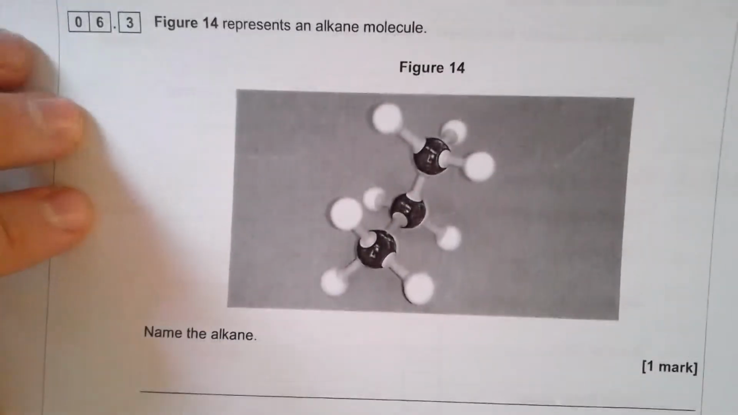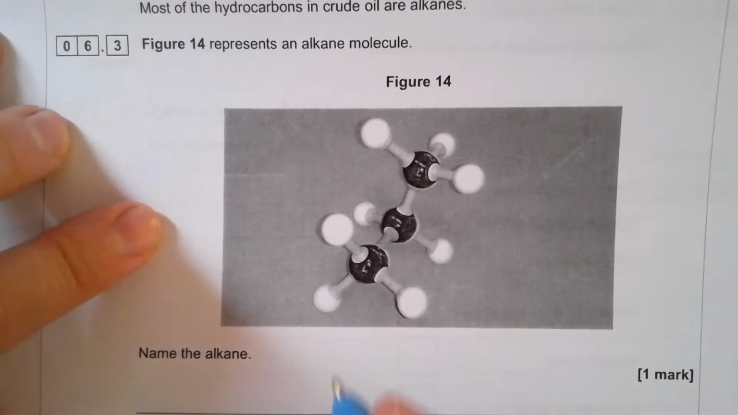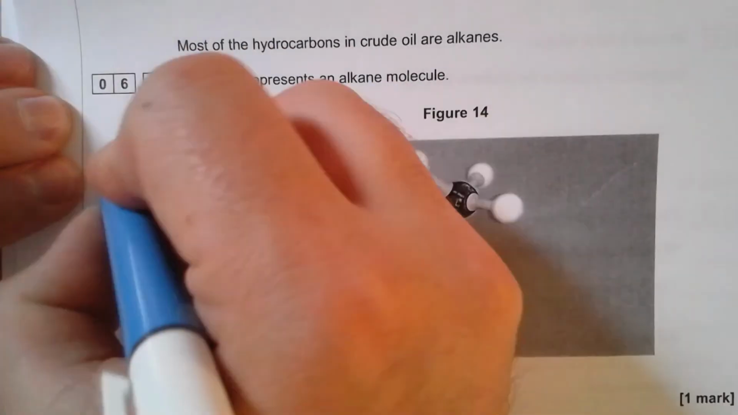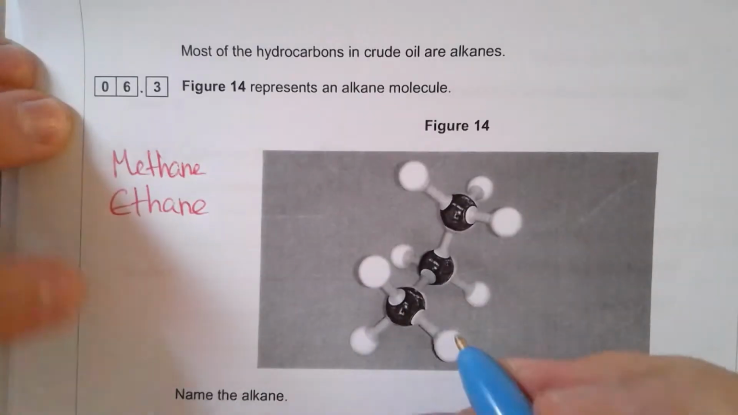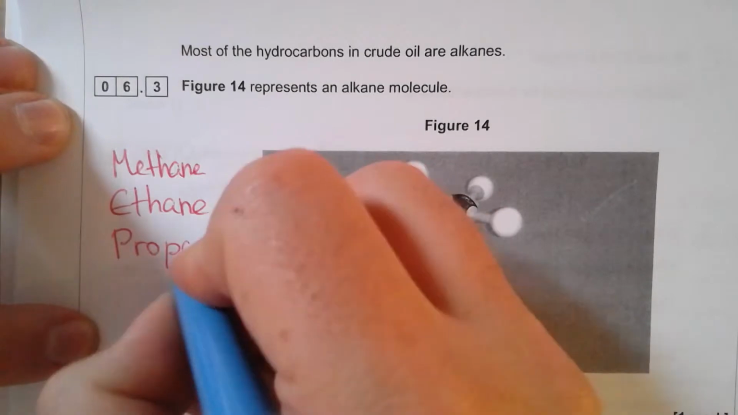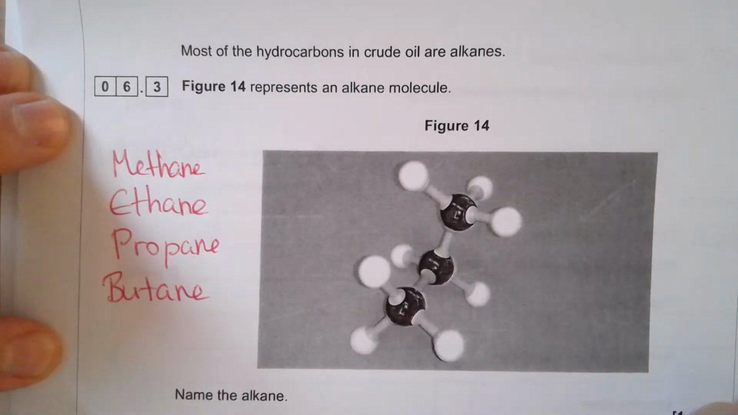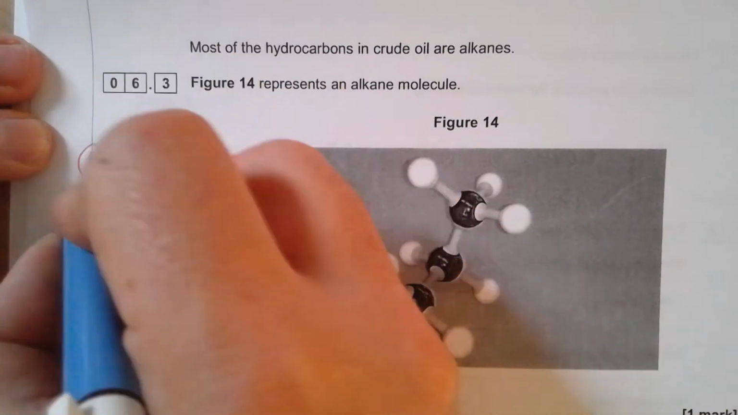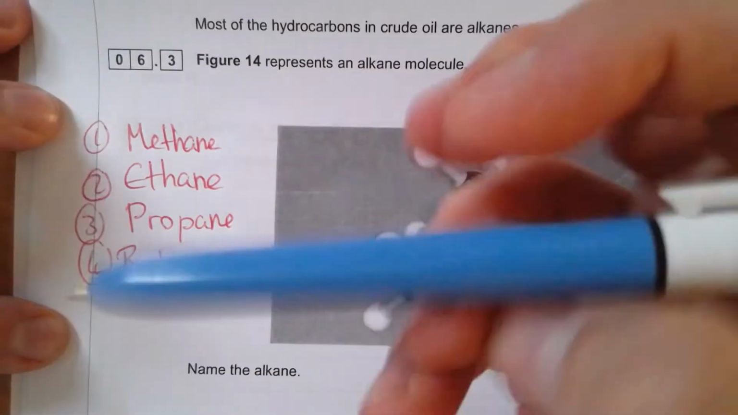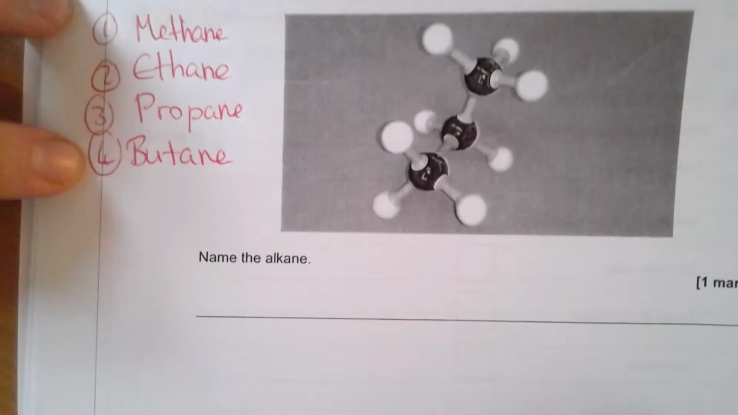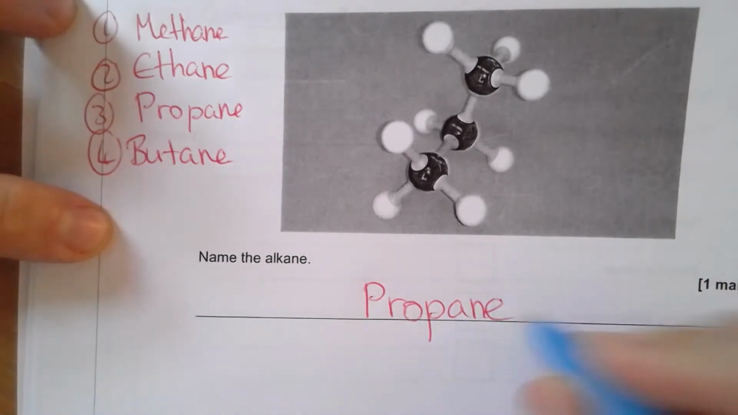6.3, we have an alkane. So an alkane means it's saturated, it does not have any double bonds, and it's asking us to name it. So I know that methane is the first one, ethane the second, propane the third, and butane the fourth. So these are the only four you need to remember. So this has 1 carbon, 2 carbons, 3 carbons, 4 carbons. A good way to remember this would be to use the mnemonic many evil pussies bite. It's 1, 2, 3, so it's got to be propane.